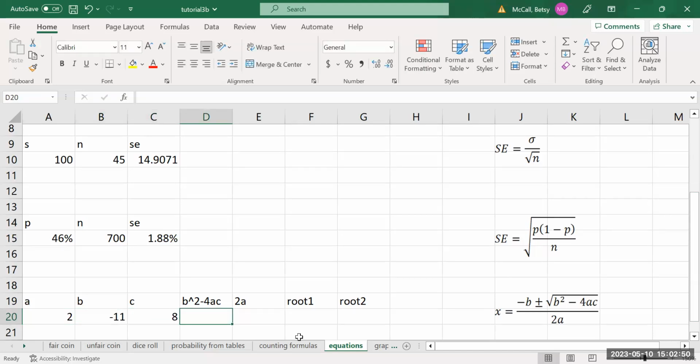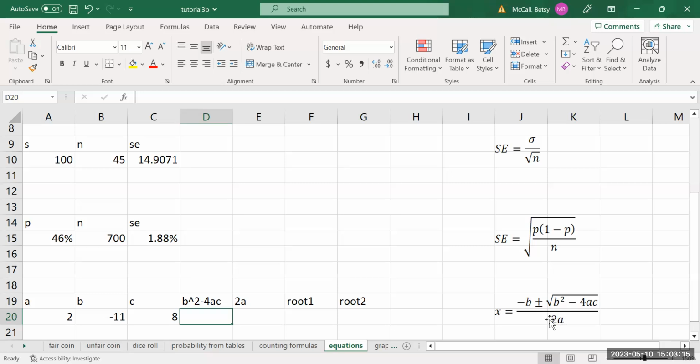Now, this formula is very complicated. In fact, it has 2 roots. So there's actually the plus and minus sign means that we're going to have to do it one time with the plus sign and one time with the minus sign. And so I've set up root 1 and root 2 to do that. But in order to get there, we have to first figure out this thing under the square root. And then we have this thing going on in the denominator.